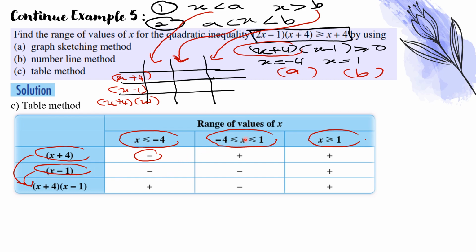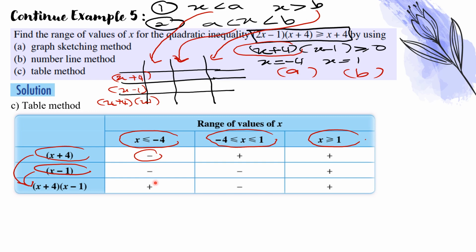Okay, let's say this one is 0. 0 minus 1 is negative. And let's say this is 2. 2 minus 1 is positive. Okay, so you don't have to put your value again here. Since this one is multiplication between x plus 4 and x minus 1, right? So you just multiply these two.